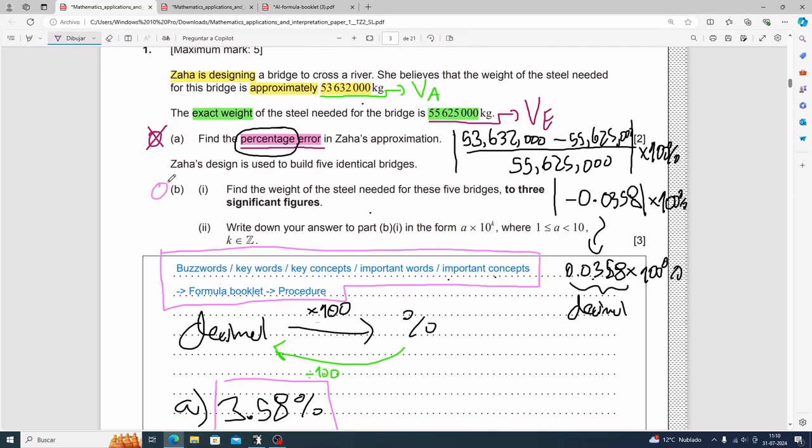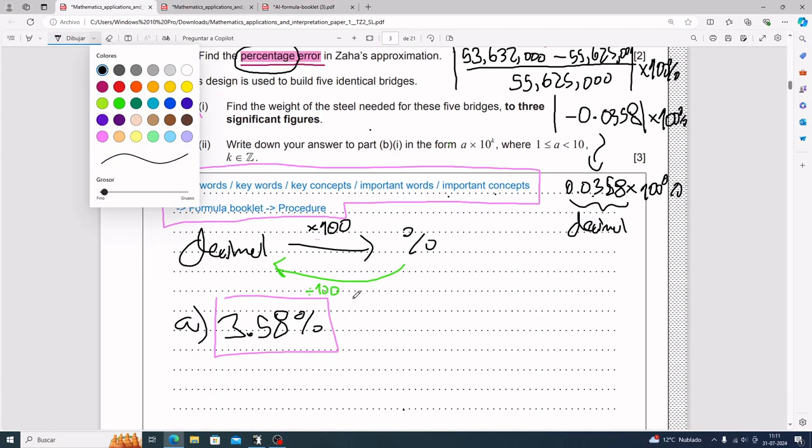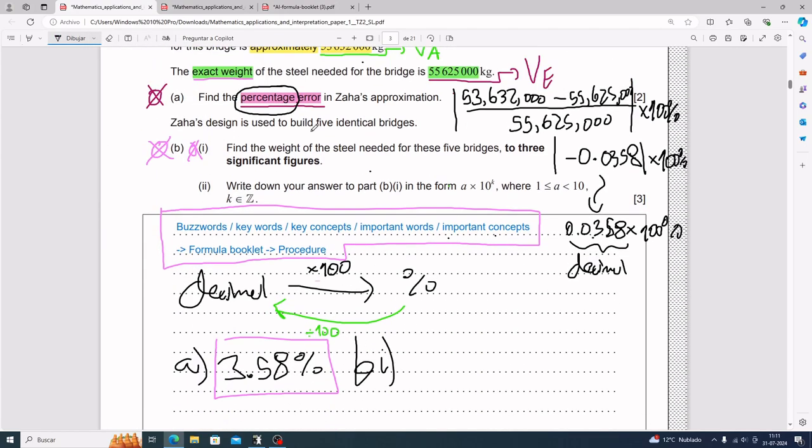For part B, we have that this design is used to build 5 identical bridges. And so for part B(i), you need to find the weight of steel needed for these 5 bridges to 3 significant figures. Now, in order to be accurate, all we really need to do is use the exact weight for the steel needed for these bridges.